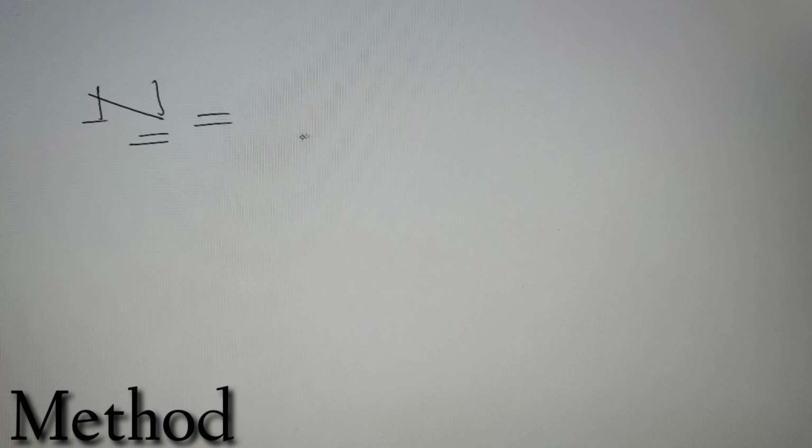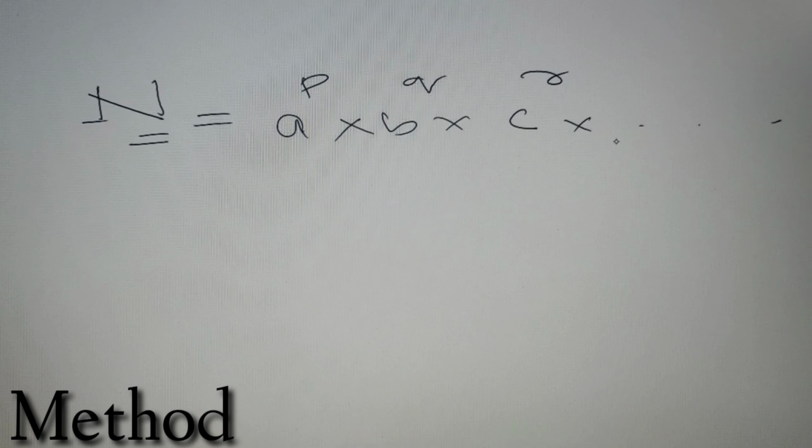So let's say the number n can be represented as a into b into c, where a, b and c are prime numbers, raised to the powers p, q and r, where p, q and r are natural numbers. Now there may be other prime factors of the number and so on, but we have taken only 3 prime numbers for the sake of simplicity.